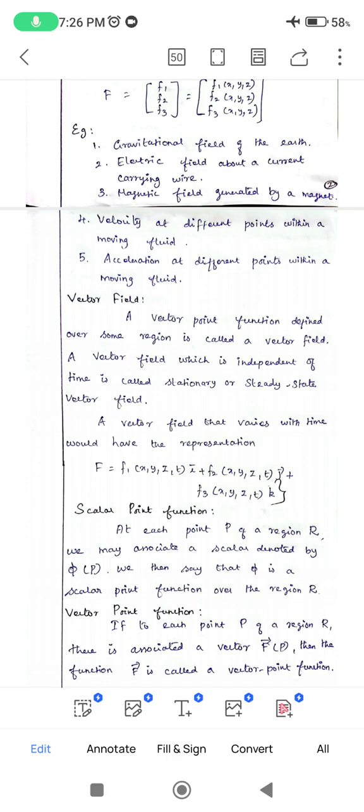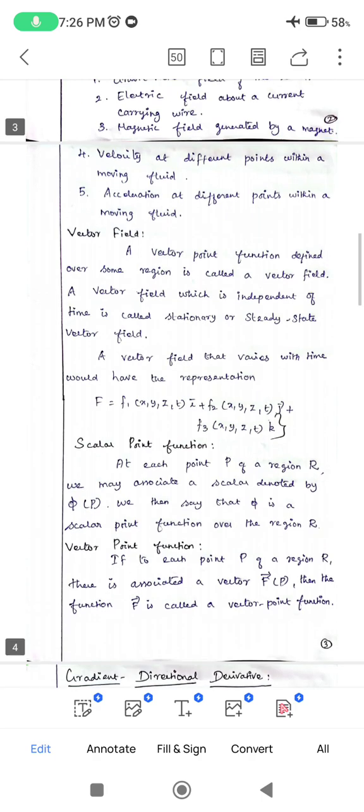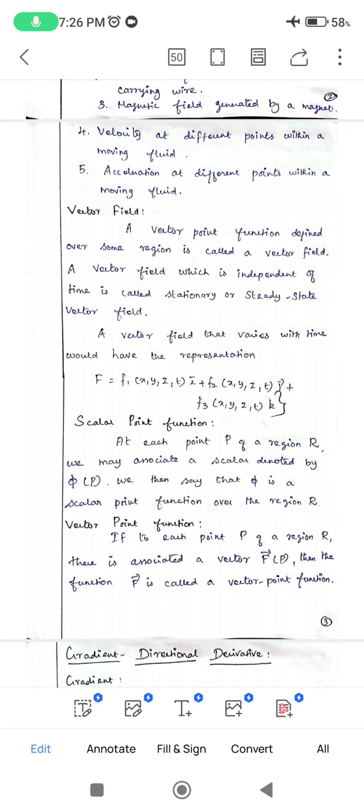A vector field which is independent of time is called a stationary or steady state vector field. A vector field that varies with time would have the representation capital F equal to f1 of x, y, z, t i vector, f2 of x, y, z, t j vector plus f3 of x, y, z, t k vector.